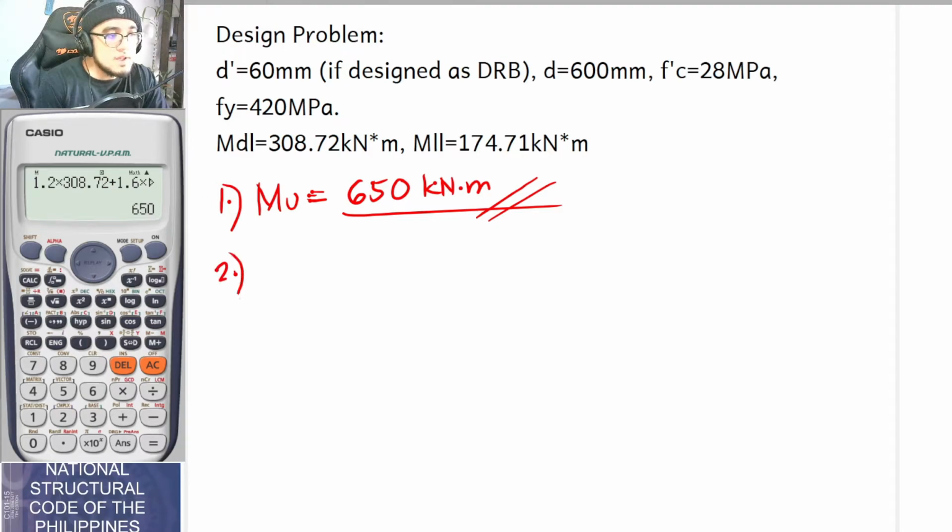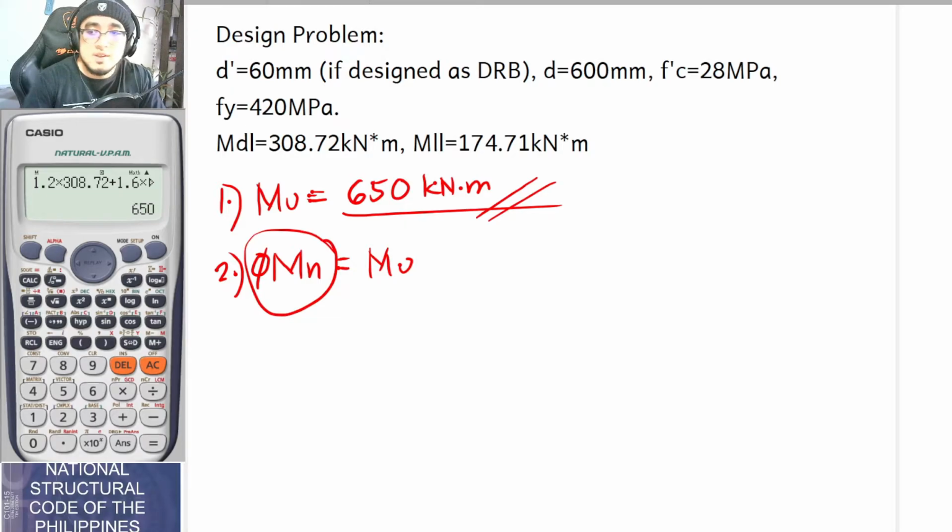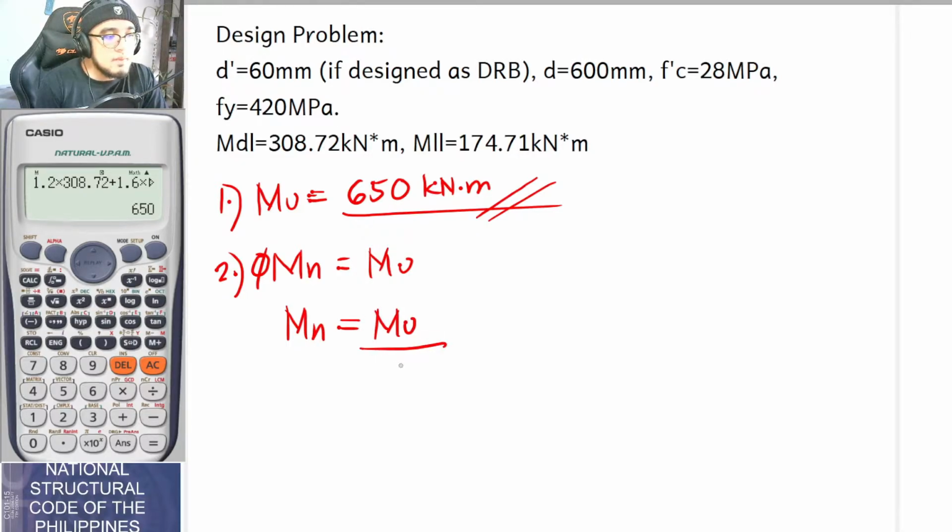So the second step is for us to determine the value for our Mn. For our Mn, guys, if you can remember, phi Mn should be greater than or equal to Mu. But let us just equate this first for the simplicity of our solution. So phi Mn is to be equal to Mu. Meaning ito na yung pinaka worst case scenario. Dapat mas mababa. Actually katapat niya na pero better if mas mataas. Okay. So solving for the value for your Mn, just divide both sides by the value of your phi. So Mn is now to be equal to Mu divided by phi.